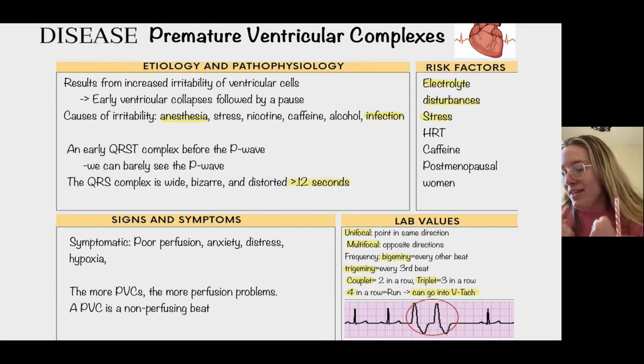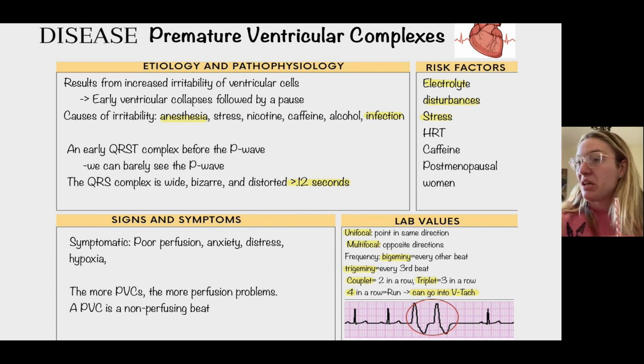So, PVCs, what is happening with our PVCs? Well, now, instead of my atria kicking off early, my ventricles are kicking off early, often before my atria are even ready to rock and roll. My ventricular cells are irritated. When they're mad, they're just, let's go, come on, I'm done, let's go. So that's really what's happening. You'll have an early QRS complex before the P wave.